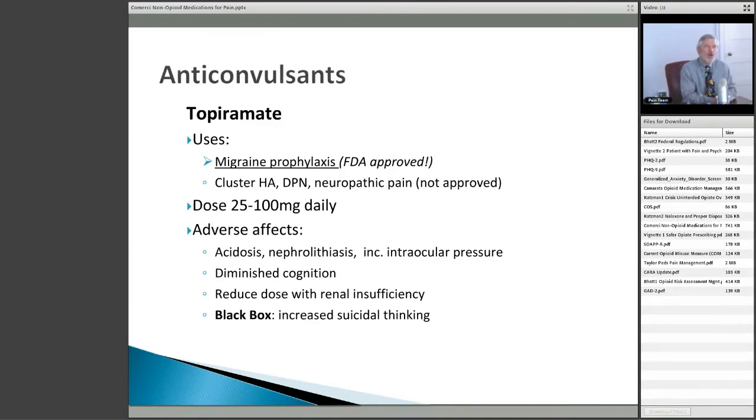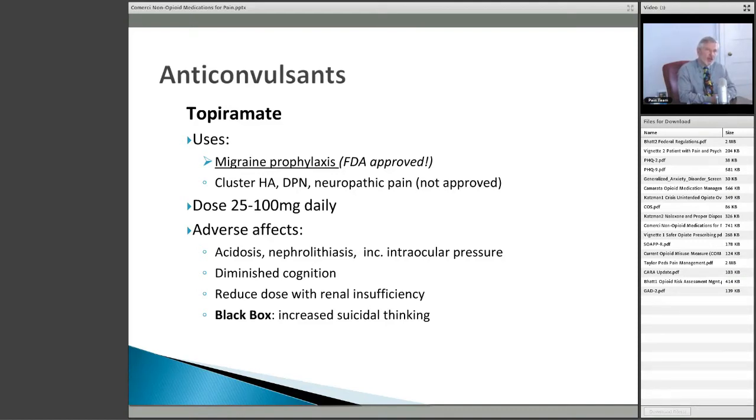Topiramate, very good drug. Used for neuropathic pain, but our go-to use for this is migraine prophylaxis. Pretty darn effective. FDA approved for that. We also use it for cluster headache. We can use it in all manner of other types of neuropathic pain, diabetic peripheral neuropathy, for example, postherpetic neuralgia, for example. I generally start low, 25 milligrams BID. I work my way up to 100 QD.